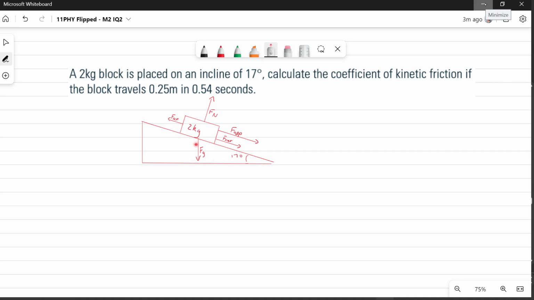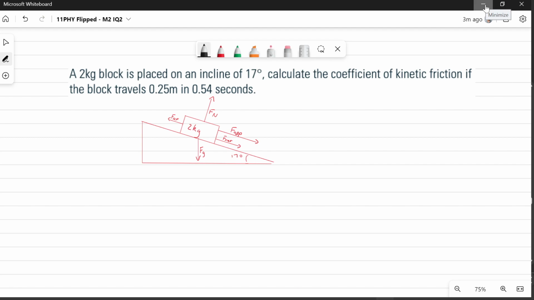However, not all of the applied force is going to lead to an acceleration. Some of it is reduced by kinetic friction, meaning that this net force here is going to be the sum of that applied force and kinetic force. I've also drawn in the normal force, which will be required a little later on in the solution.